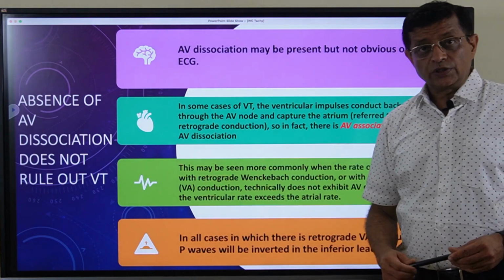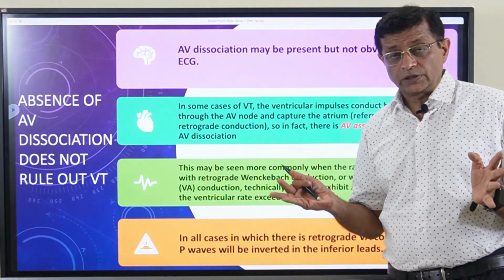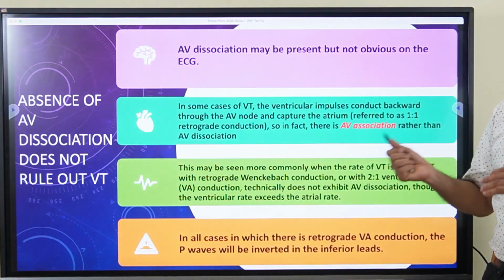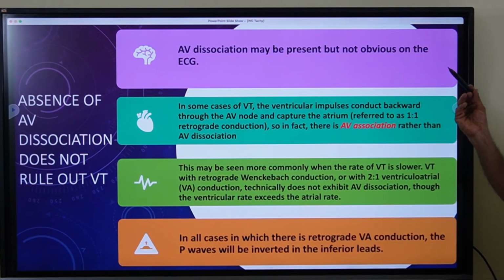Absence of AV dissociation does not rule out VT. Again, if you do not see AV dissociation in a wide complex tachycardia, that does not mean that this is not VT, because AV dissociation may be present but not obvious.